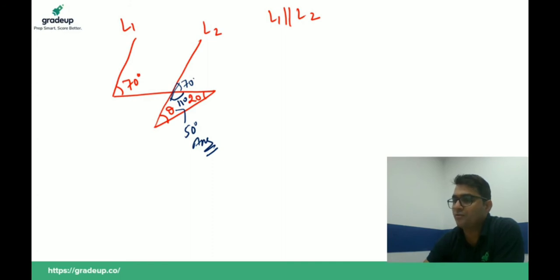Alright, is it clear to all of you? Write in the comment box, yes sir. If not, write in the comment box, no sir. Because you all know the sum of all the interior angles of a triangle is 180 degree.